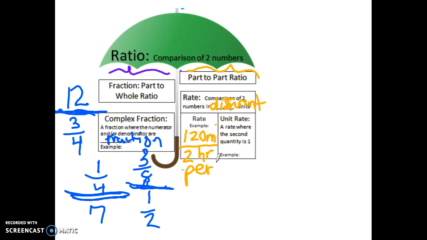Unit rates is where you have a rate in which the second quantity, the denominator, is 1. You can turn any rate into a unit rate if you take the numerator divided by the denominator. If I do that over here, I get 120 divided by 2, which is 60, and then my labels will end up being miles per hour. Again, you read the division bar as the word per for your labels. And a lot of times we write miles per hour as MPH.